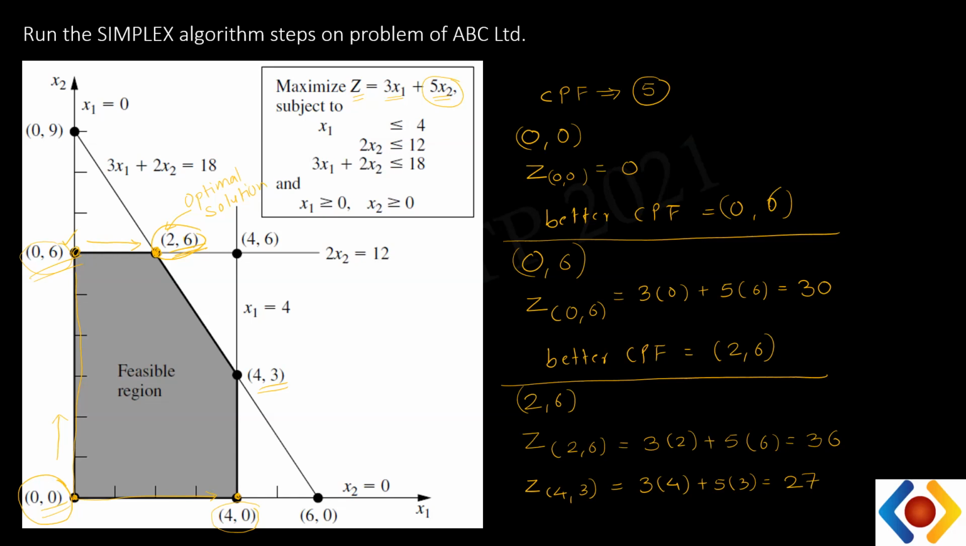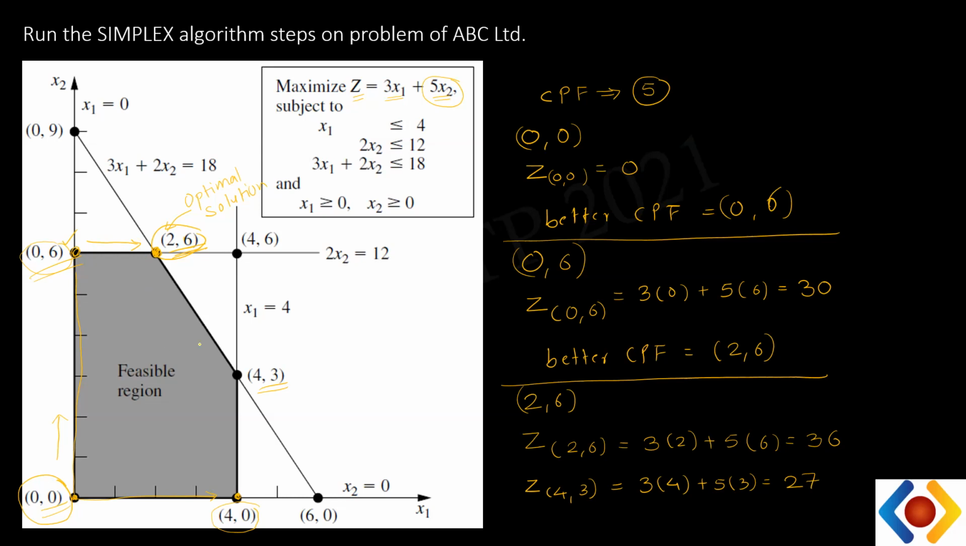I have a doubt. Yes, Vihan. So we always start from the corners only, right? Basically, the best CPF will be at the corners, right? We don't need to check in the center. Yes, yes, yes.